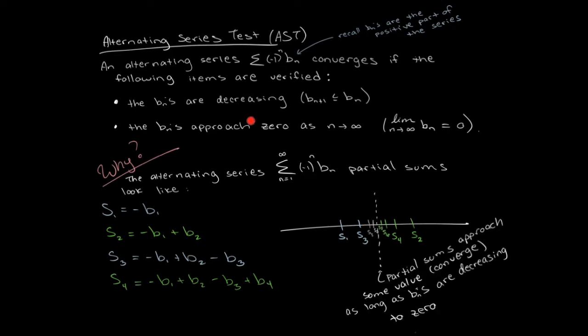We'll just keep going. So the criteria here is that the b_n's, or the magnitude of the individual terms, have to be decreasing so that these steps for the partial sum are decreasing, and the size of the b_n's has to approach zero. That means that not only are they getting smaller and smaller, but the distance in between the partial sums is getting closer and closer to zero, so it is converging to some value. And remember, whatever value the partial sums approach, that is the value of the series. We covered that a couple videos ago.